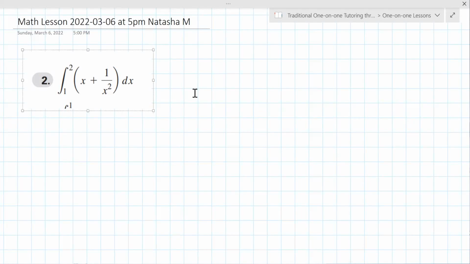So this is a problem from chapter 7, and this right here is enough to sort of know what to do. But my question to you is, do you have any idea how to start this problem, or what would be your first step to integrating this definite integral? It's okay if you're not sure.